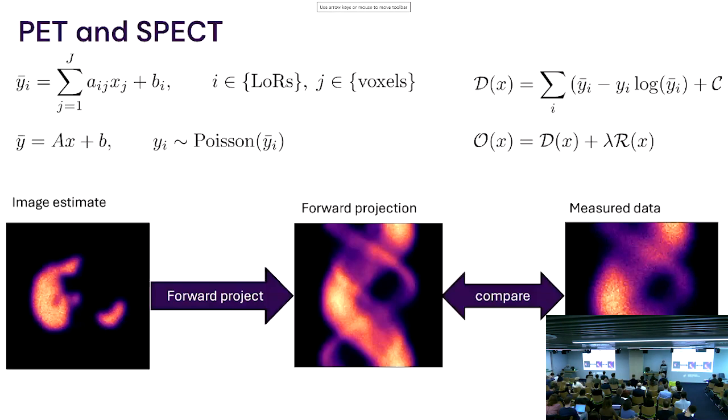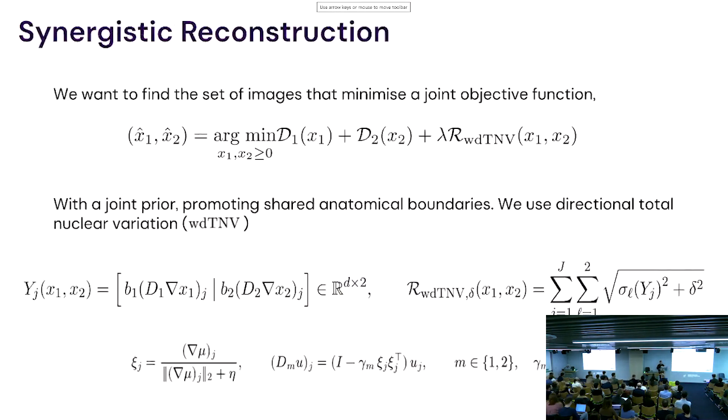And so what I've been working with during my PhD is yttrium-90, which emits some positrons and some Bremsstrahlung photons, which can be imaged with SPECT. And so we have these two different modalities with the same underlying structure. And we've been looking at trying to reconstruct synergistically to make these two different modalities complement each other. And so to do that, we've been creating a joint objective function, where we synergize using a joint prior, which promotes structural information between these two different modalities. And we're using something that we're calling weighted directional total nuclear variation.